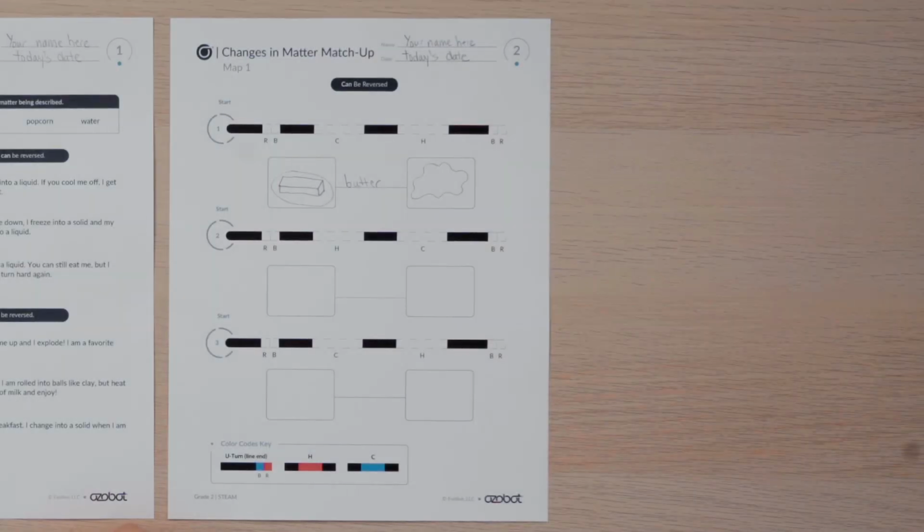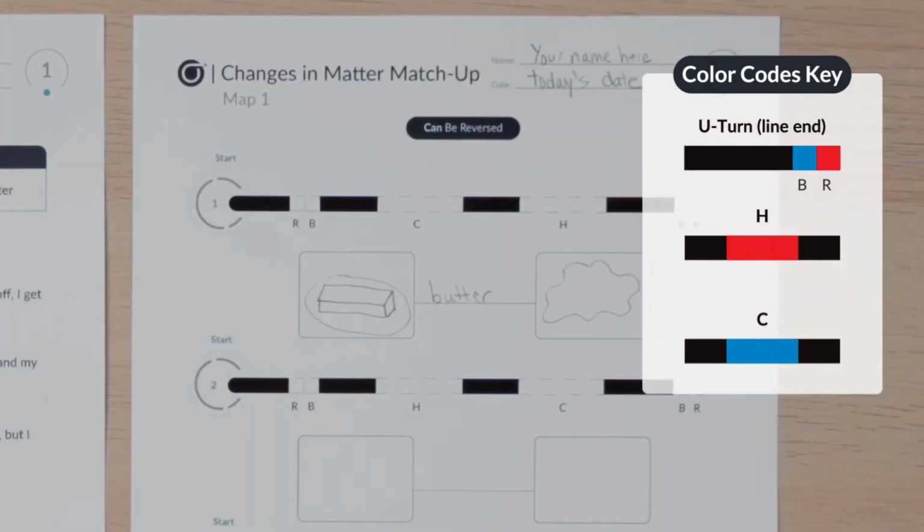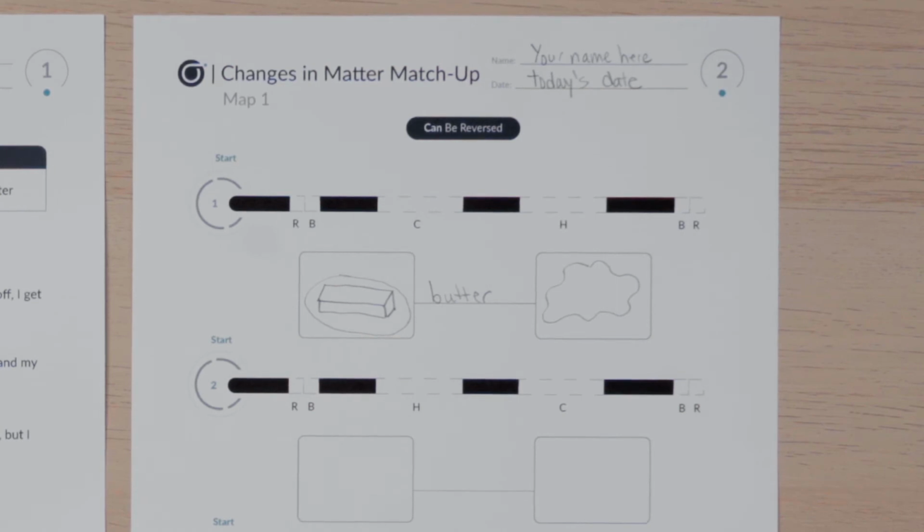After you've drawn and labeled your pictures on map 1, you are ready for your color code markers. You will use your markers and the color code's key to complete each pathway. The missing color code, blue, red, will program your bot to turn around. The rectangles labeled with an H will program the light on your bot to turn red to show heating. The rectangles labeled with a C will program the light on your bot to turn blue to show cooling.